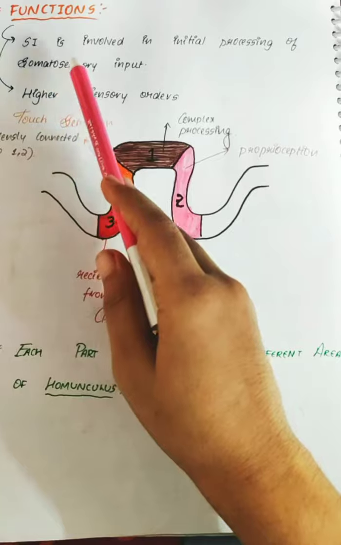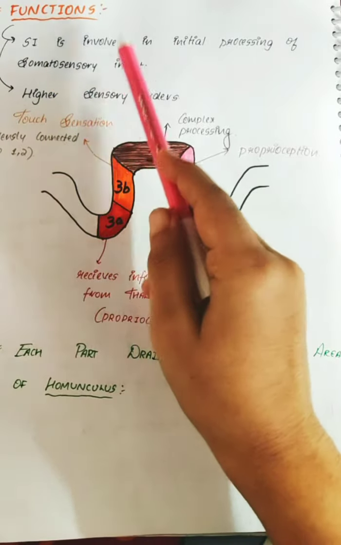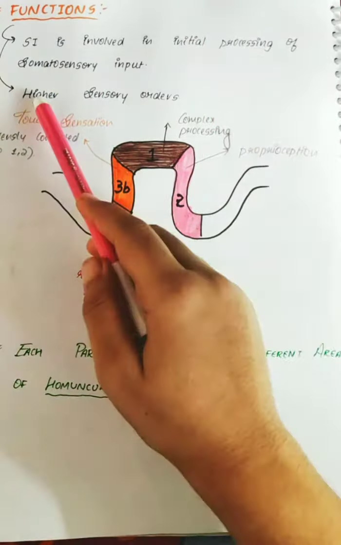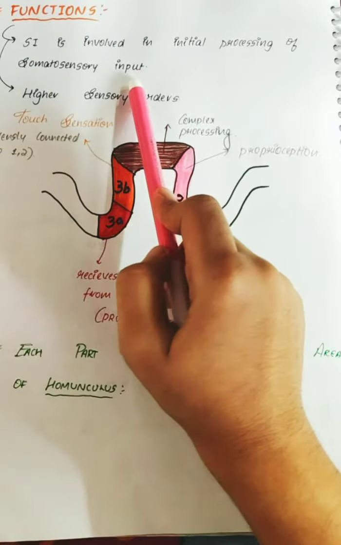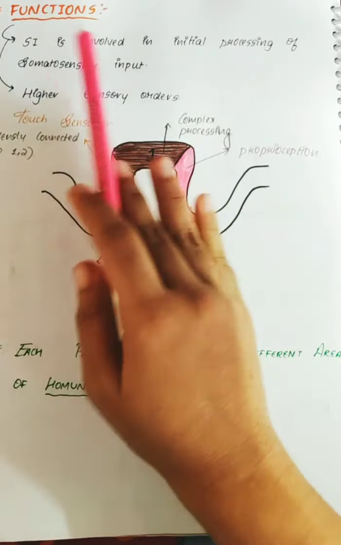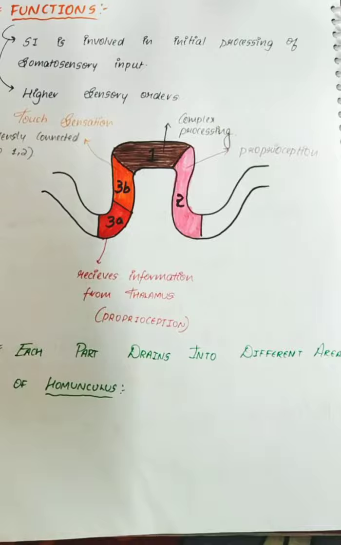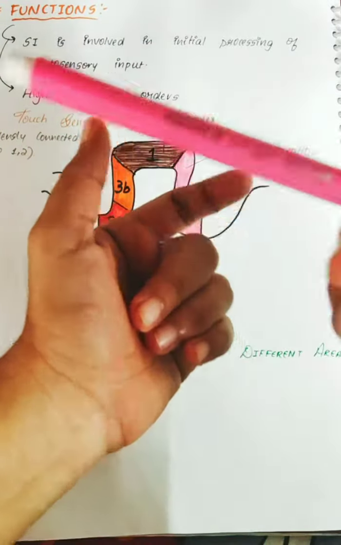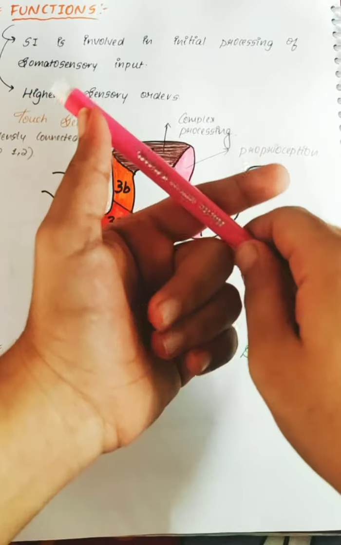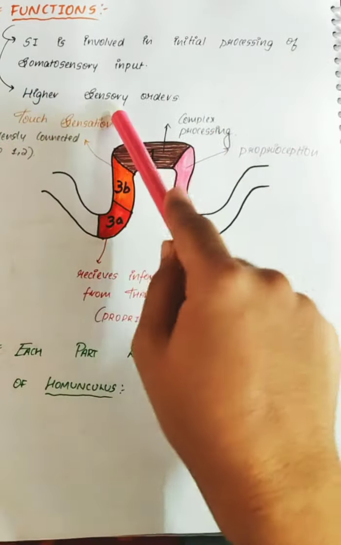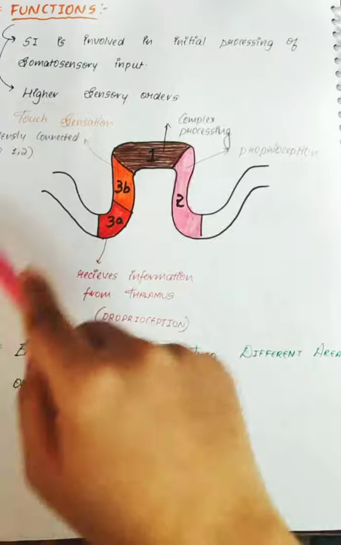The primary somatosensory area is the one which is involved in the initial processing of the somatosensory input. It depends upon the input as well as the output. You know the input: the ventroposterolateral nucleus, the primary and secondary somatosensory areas, and many more. It also helps in sensing the higher sensory orders.